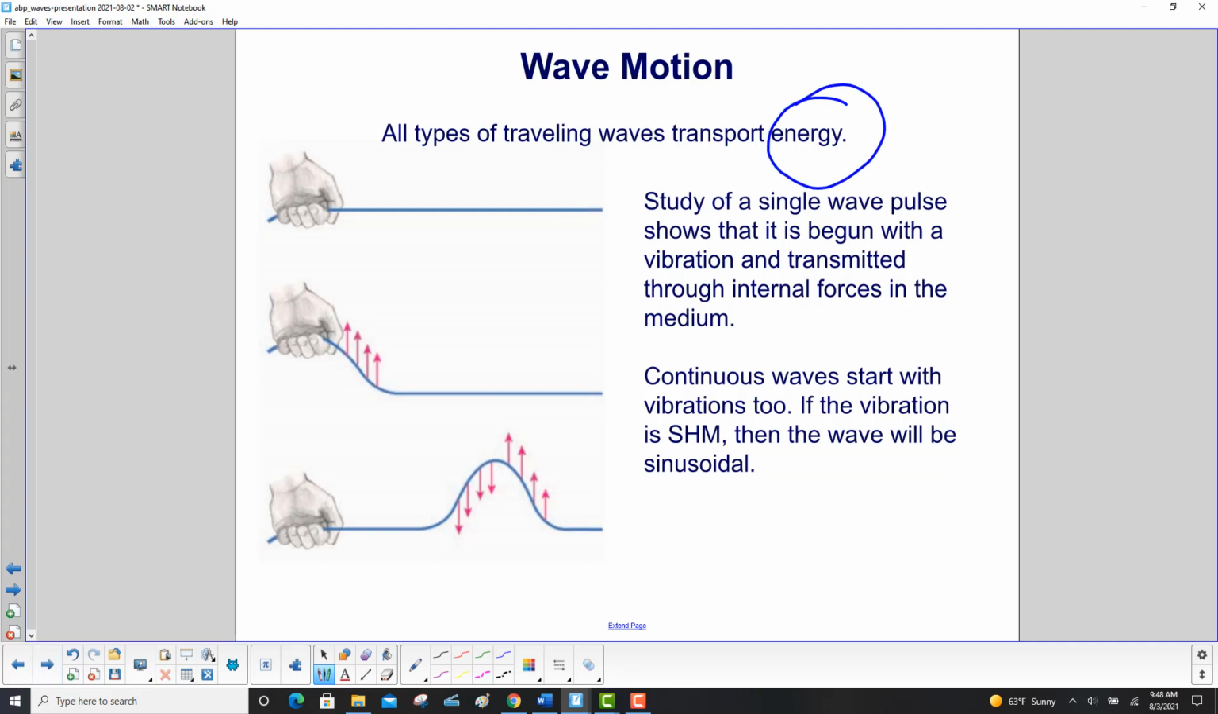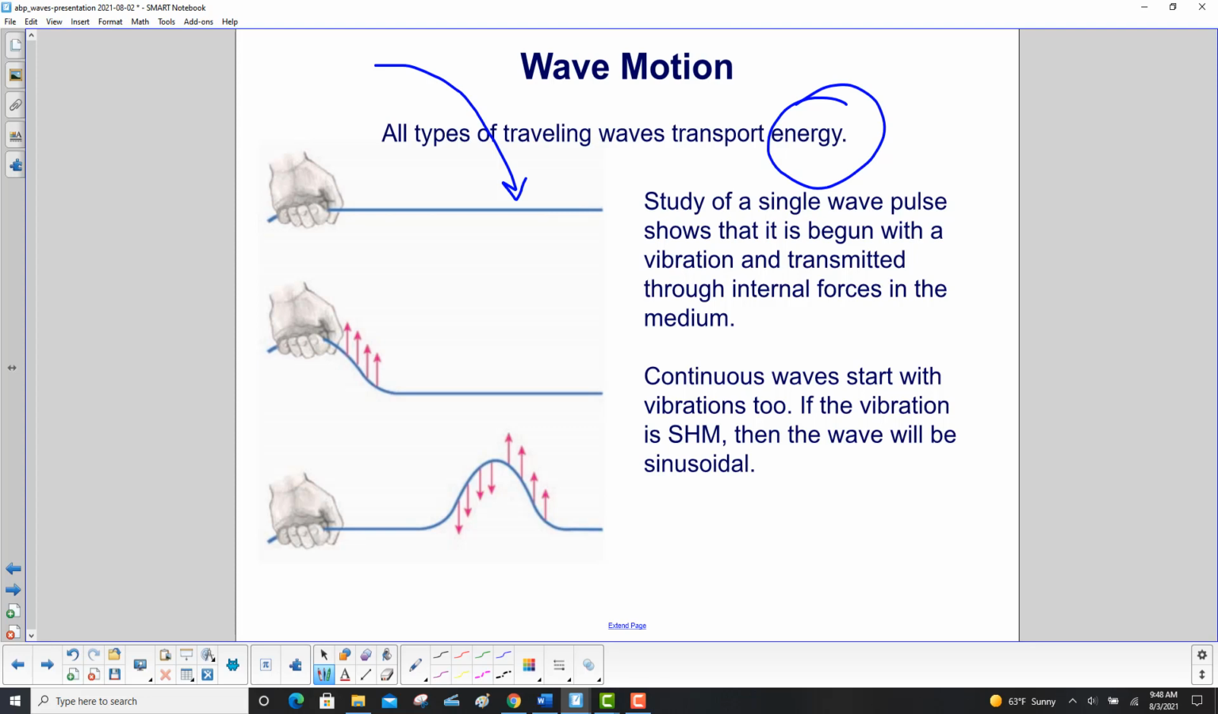The study of a single wave pulse shows it has begun with a vibration and is transmitted through internal forces in the medium, and this time the medium is this piece of string here. Continuous waves start with vibrations too. If the vibration is simple harmonic motion, then the wave will be sinusoidal.